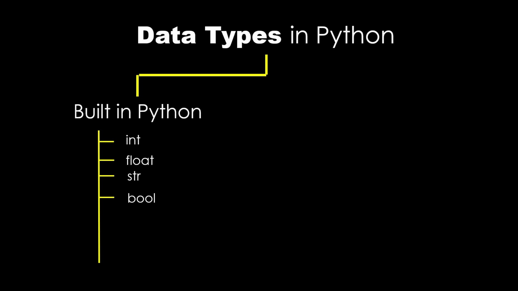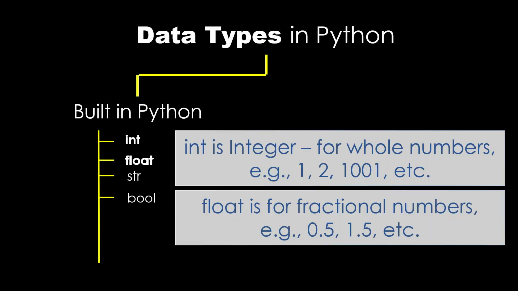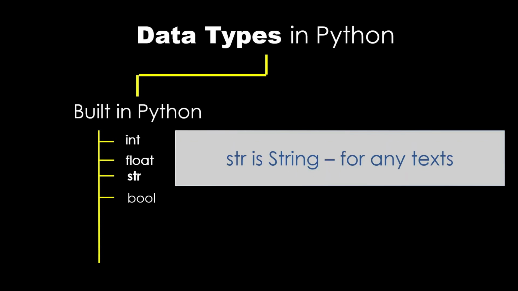Now, let's start with integer and float data types. We all know that for any number, it can either be a fraction or a whole number. Float data types are for fractions, whereas integer types are for whole numbers. Python uses int as the shorthand for integers. Now, strings are texts. Remember, we have already explained about it in the previous episode. For string, Python also uses a shorthand str.